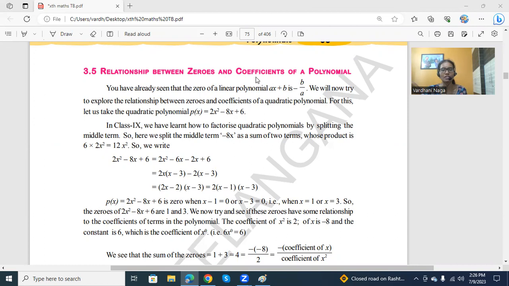And coefficients are nothing but the constants before the variable. For example, if you take this polynomial 2x square minus 8x plus 6, in this the x square coefficient is 2, the x coefficient is minus 8, and 6 is a constant. So when you compare with the standard form of the quadratic polynomial ax square plus bx plus c, a, b, c are called coefficients. Okay. So now we will see the relation.